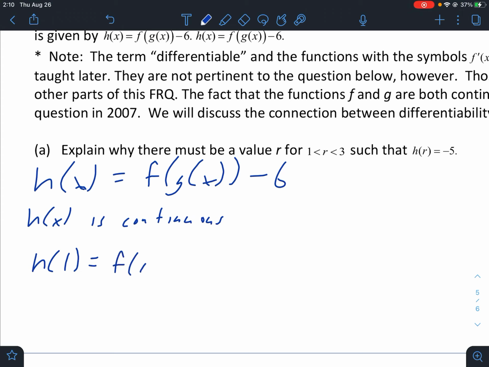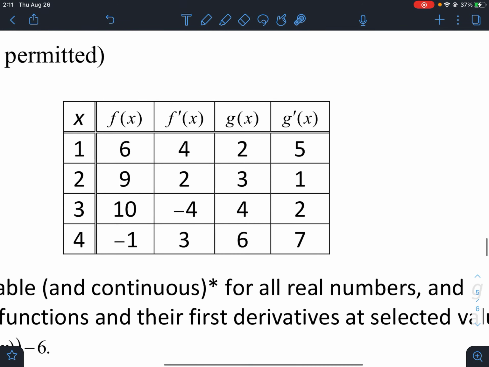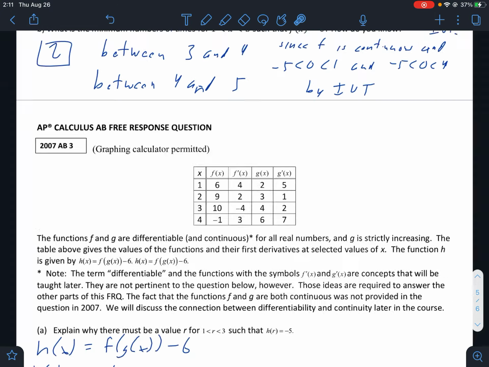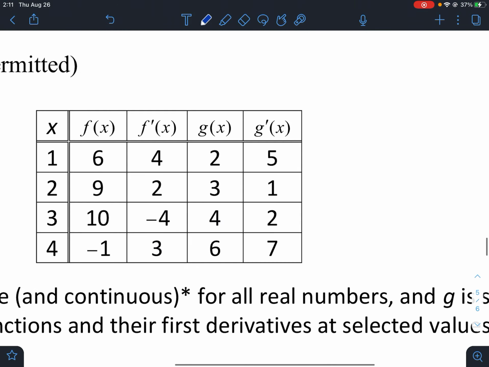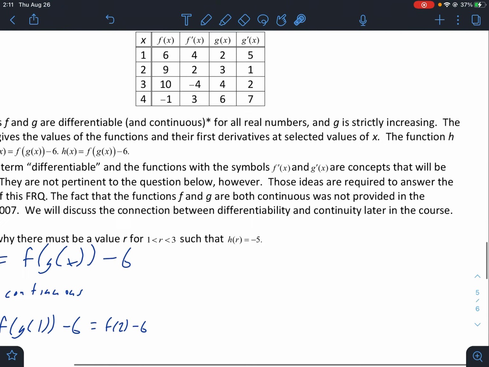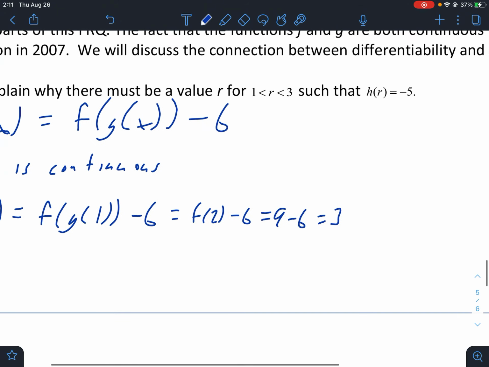So h of 1 would be f of g of 1 minus 6. Look back at your table. G of 1 is 2. So that would be f of 2 minus 6. And then what's f of 2? 9. So that would be 9 minus 6, which is 3.